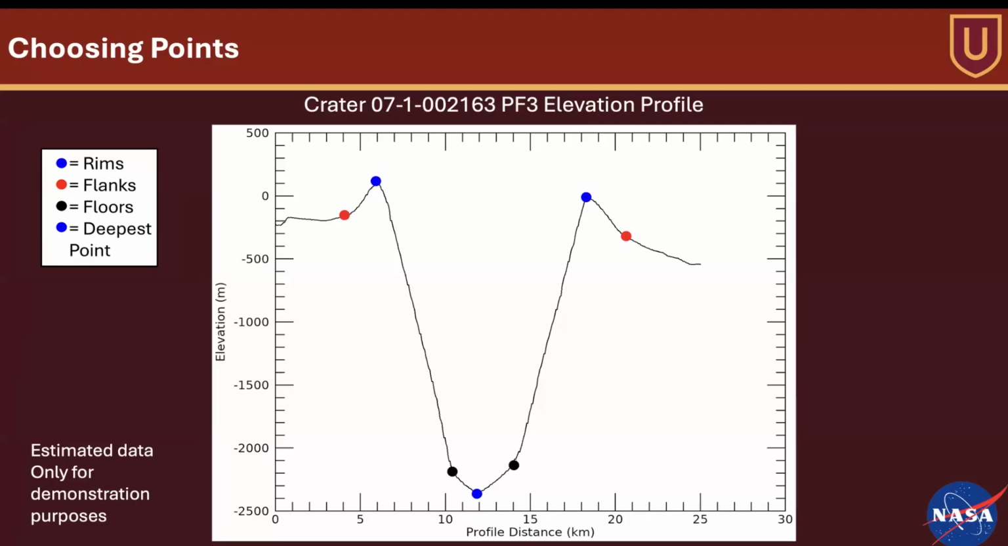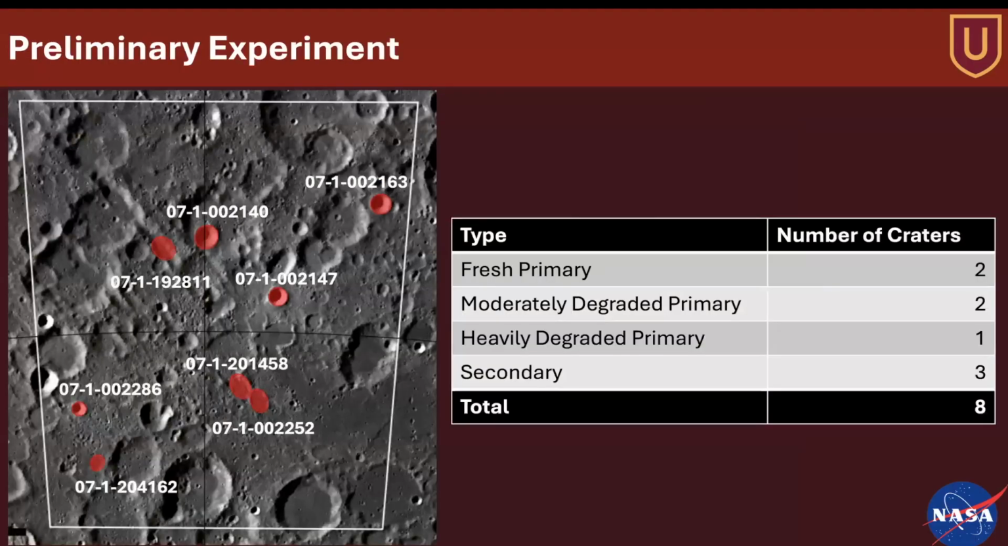These very basic if statements for finding the points can lead to some errors, which I will get into. But the basics of our preliminary experiment was we selected 8 craters from this region of the moon.